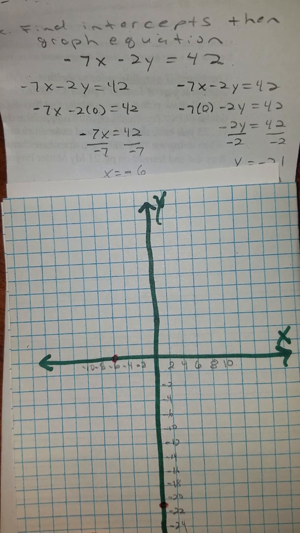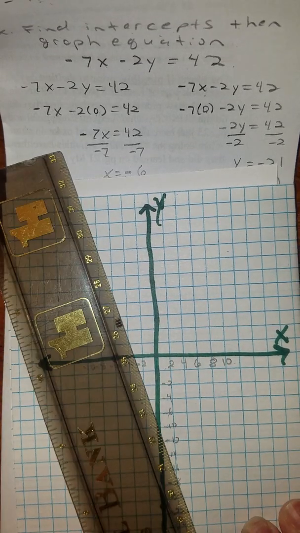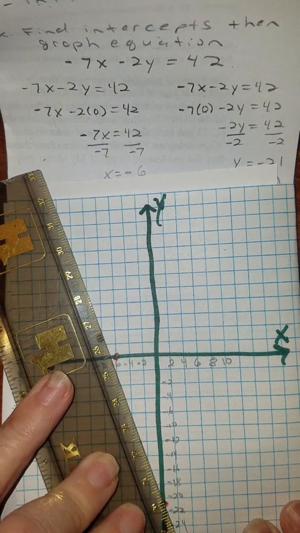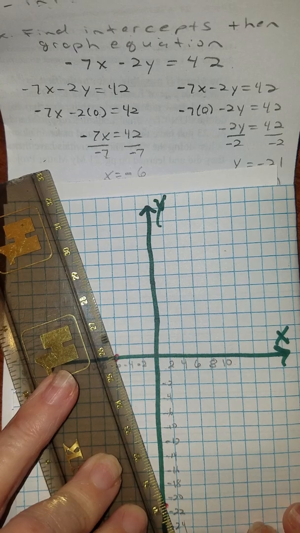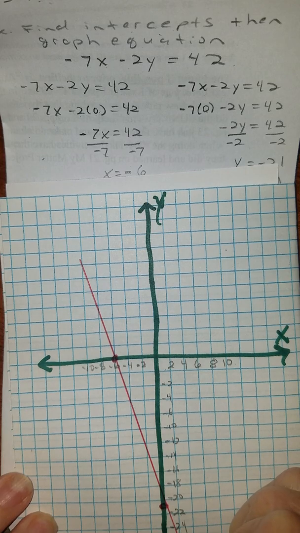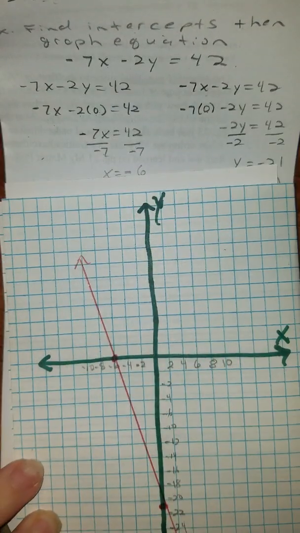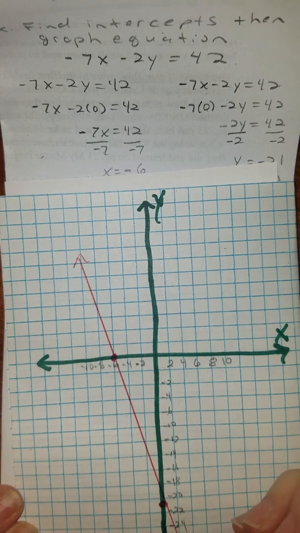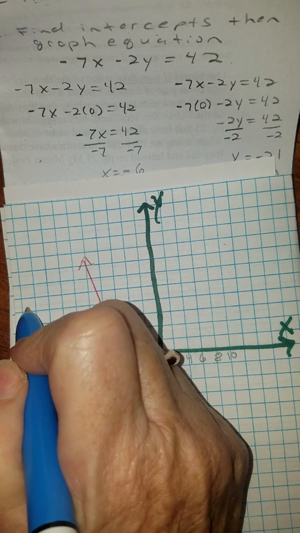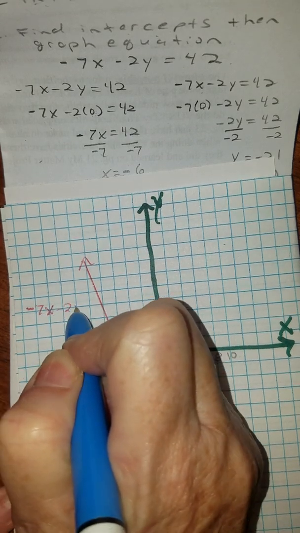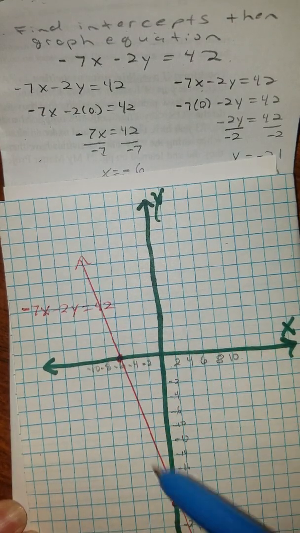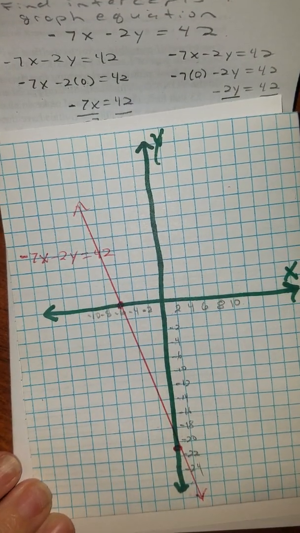Once you have your 2 points, then you're ready to take a straight edge like a ruler and draw a line. I was off a little bit, but you get the idea. And then make sure on your line that you label what the equation of this line is by writing that equation. This is the equation of that line, and I've now graphed my line.